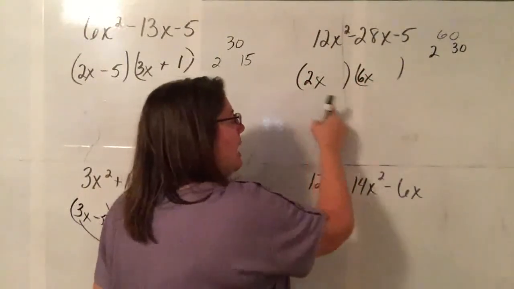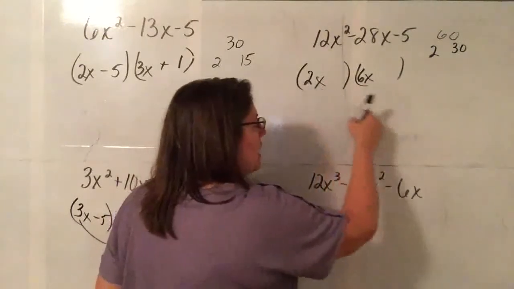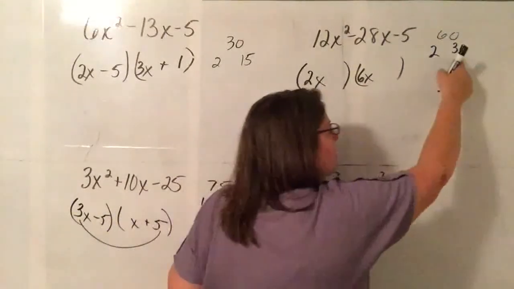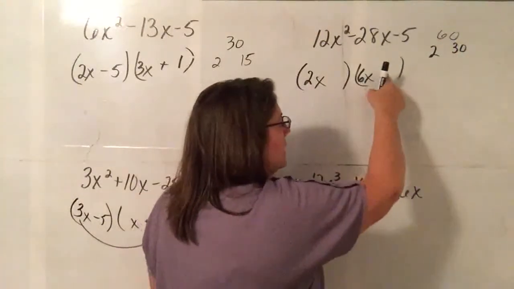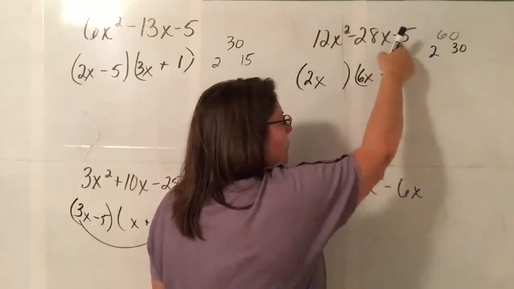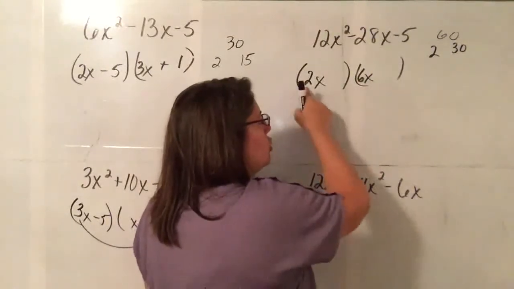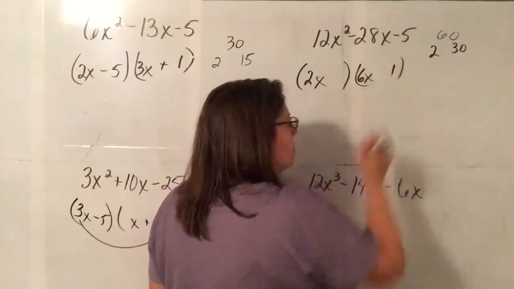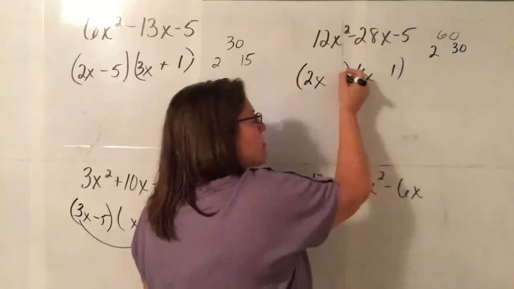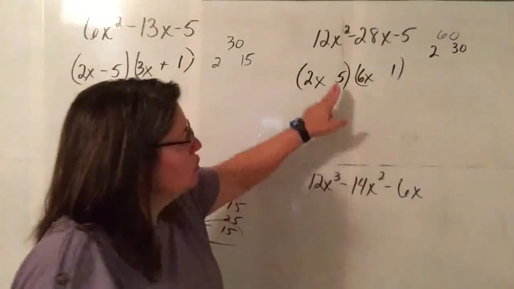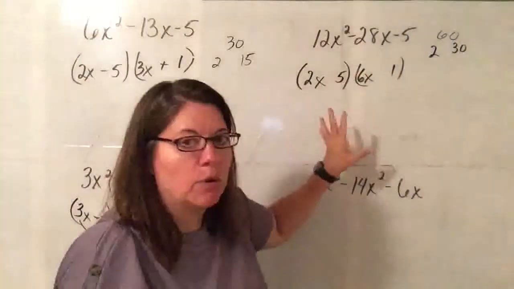Then we need to do our outside and our inside terms. Well, think about this. 2 times what gives us 2 or 30? Well, we could do 2 times 15, but that's not going to be good for the 5 here. So we know it can't be 2 and 15. So it has to be 2 times 1 gives us 2. And then 6 times what gives us 30? Well, that has to be 5. So then you can double check, is 5 times 1 5? It is. So we know we've got what we need there.